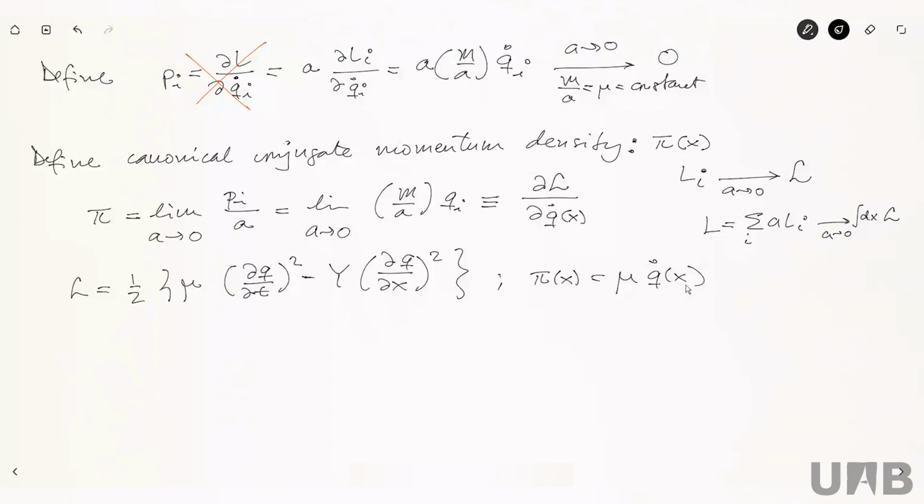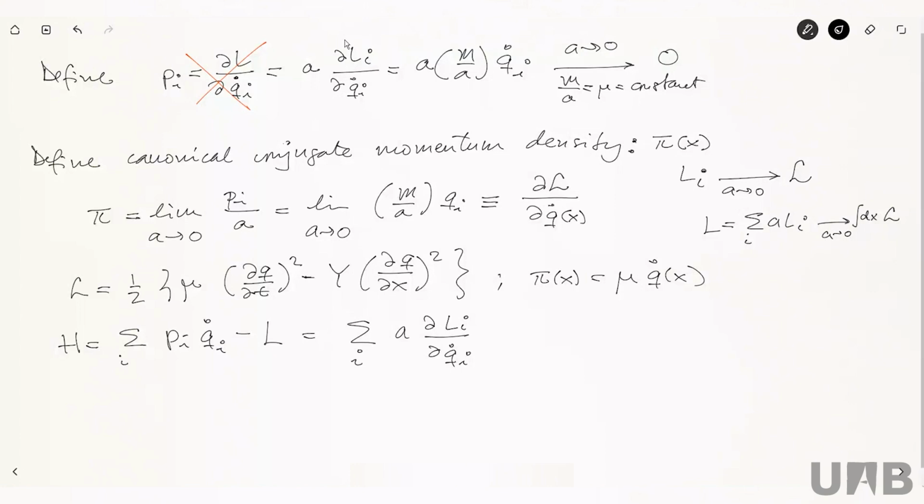Okay, so now that we know how to compute the canonical conjugate momentum, we can compute the Hamiltonian. What is the Hamiltonian? In the discrete version, it is the sum of pi times Q dot i minus the Lagrangian. All right, but this is the sum over i of A times the derivative of Li with respect to Q dot i. I'm just using this definition here.